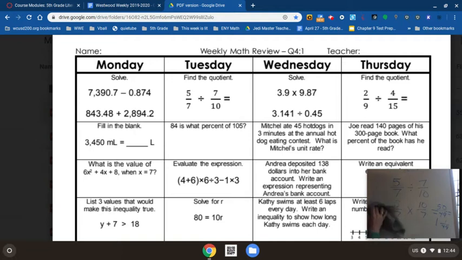Next one, 84 is what percent of 105? So 84, it's really like you got 84 out of 105 on an assignment or something. So it's a division problem: 84 divided by 105. And when the dividend is smaller than the divisor, go ahead and add that decimal and put a 0. And then think how many 105s are in 840. Bring your decimal straight up.